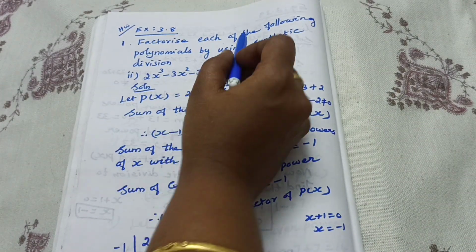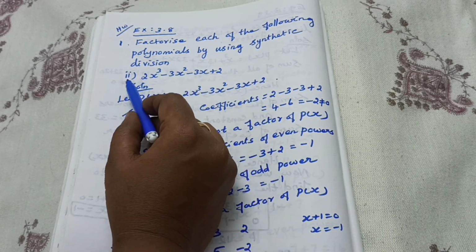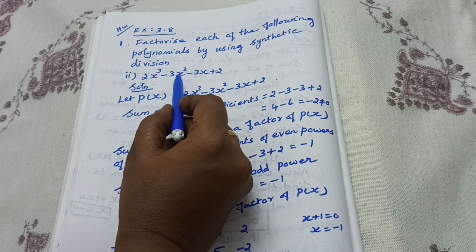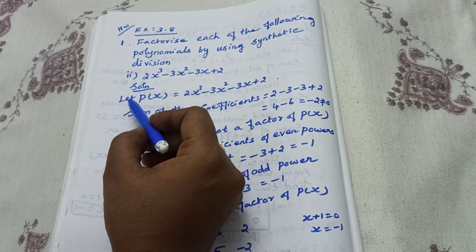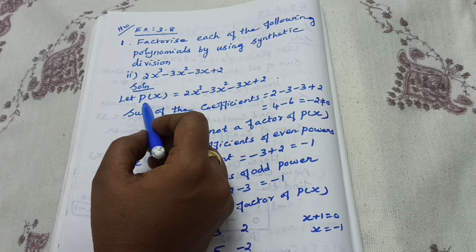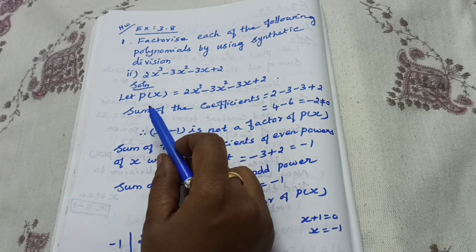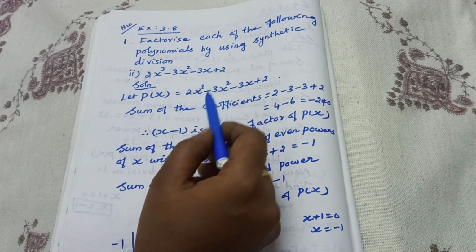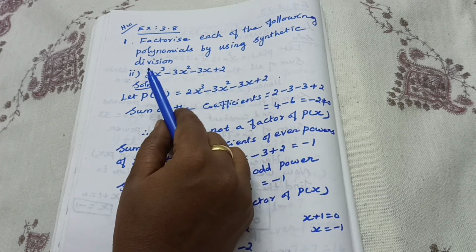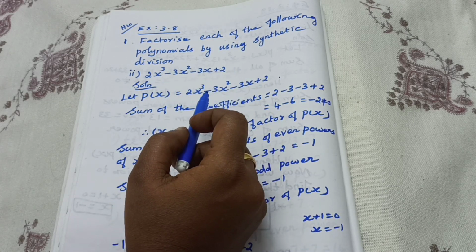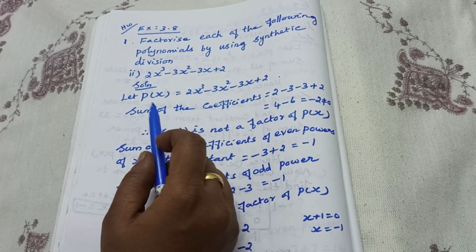First one, factorize each of the following polynomials by using synthetic division. Second subdivision, 2x cube minus 3x square minus 3x plus 2. Here you have to take this polynomial p of x. Let p of x is equal to this polynomial, you should write it. Then first, x cube term, isn't it? X cube, this is a cubical expression. So how many factors will we get? Very good, 3 factors we will get, isn't it?